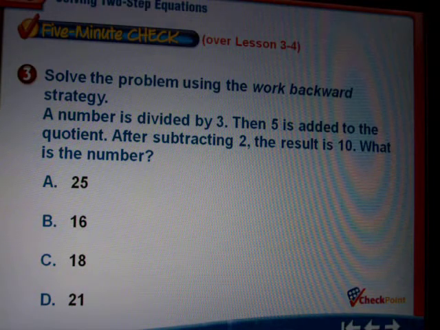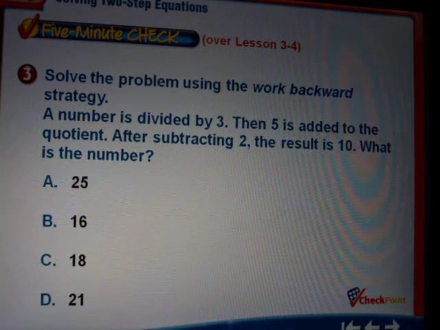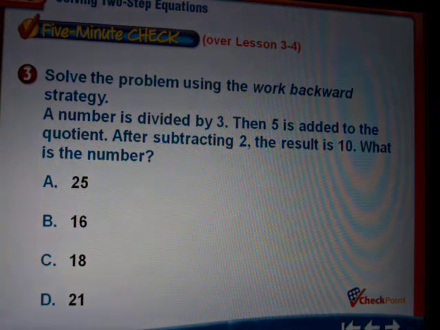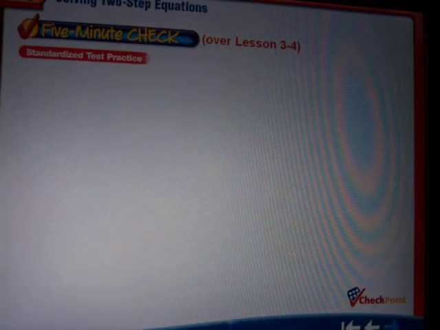The nice thing with having 4 options is you can try all 4 of them and see which one works. And your answer is 21.